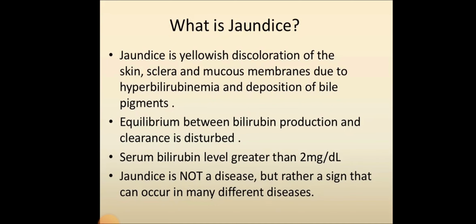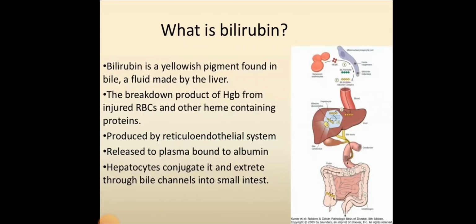So what is bilirubin? Bilirubin is a fluid made by the liver, and bilirubin is a breakdown product of heme metabolism. The bilirubin metabolism begins with the red blood cells, which have a lifespan of approximately 120 days. After they complete their life cycle, they are destroyed in organs like the spleen and liver, which contain numerous macrophages. So it releases the hemoglobin within the red blood cells.